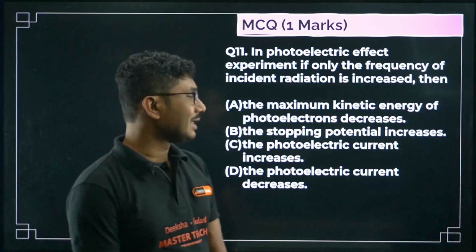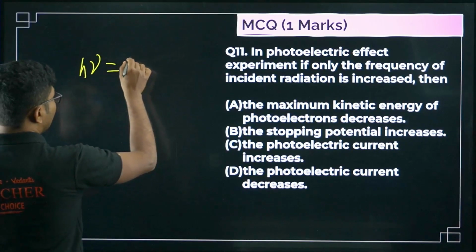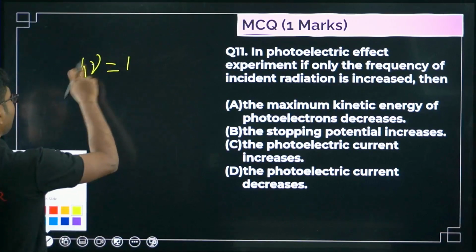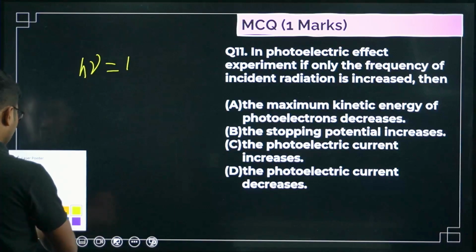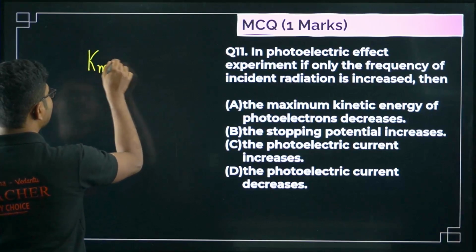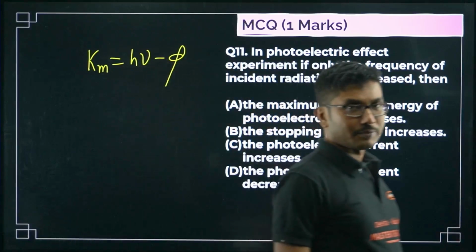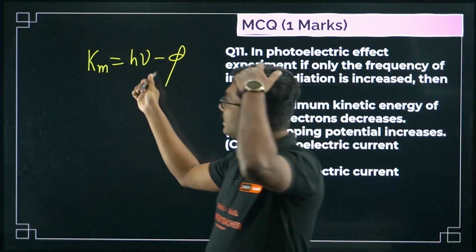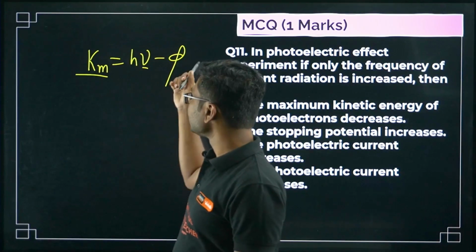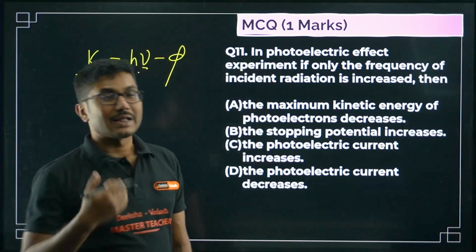Let me write it in a better form. The maximum kinetic energy, KE max, is basically h nu minus phi. Phi is the work function of the material, right? Now as you can see, if you increase nu, the kinetic energy will increase, because phi is a constant. If you increase nu, h nu increases, that means the difference is increasing, that means the kinetic energy is increasing.